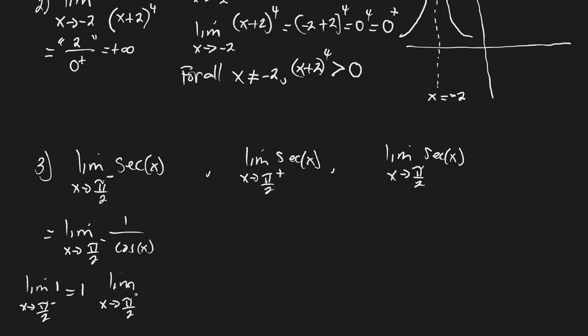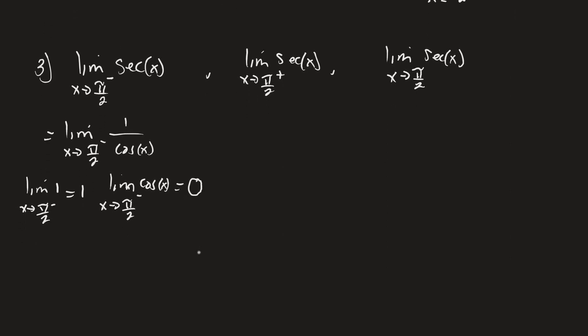So let's do our pi over 2 minus cosine of x. Well, if you plug pi over 2 in, right, cosine of pi over 2 is 0. So we do have our form for an infinite limit. The question is, is it 0 minus or 0 plus?